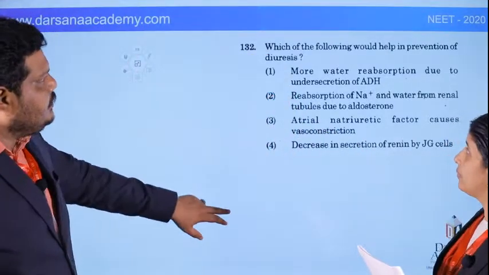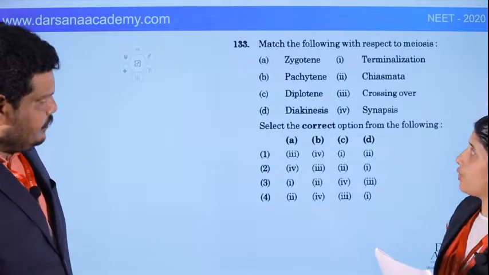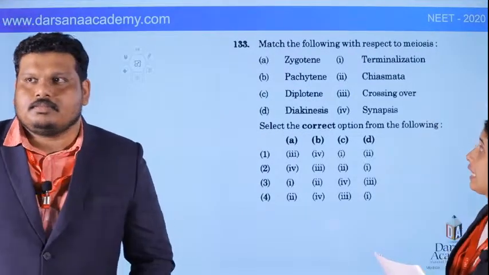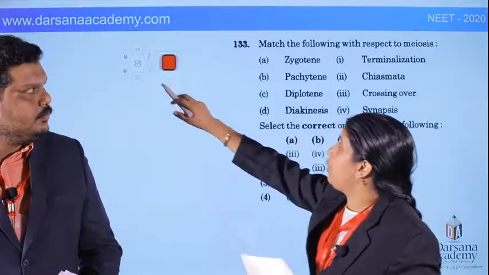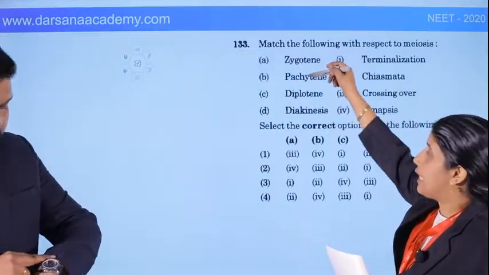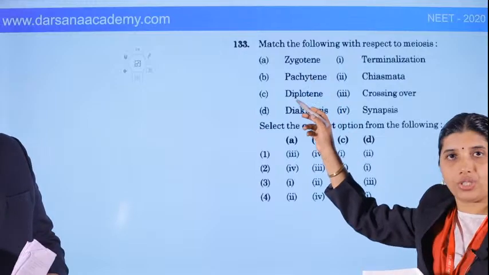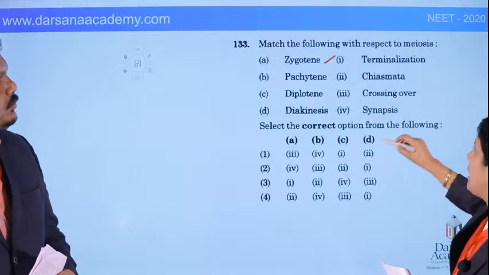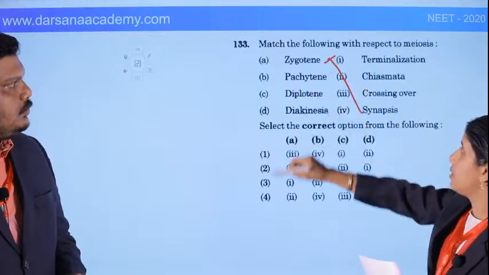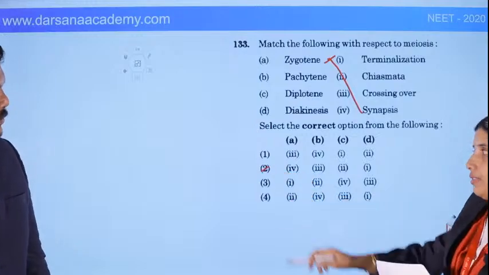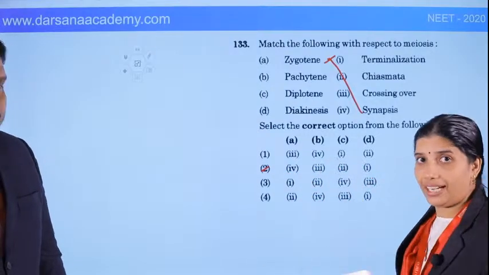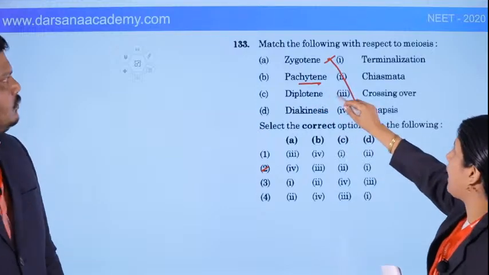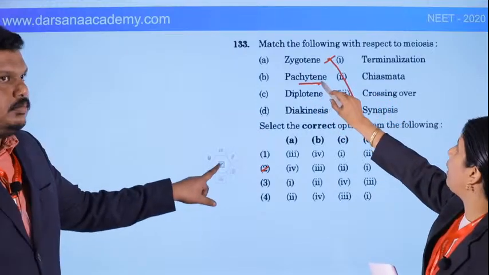Next question, 133, that is from the cell cycle. Match the following with respect to meiosis. We can see the different processes in meiosis 1, prophase 1. What about the zygotene? We can see synapsis, that is A4, right? It's a direct question. Then pachytene, recombination and crossing over.